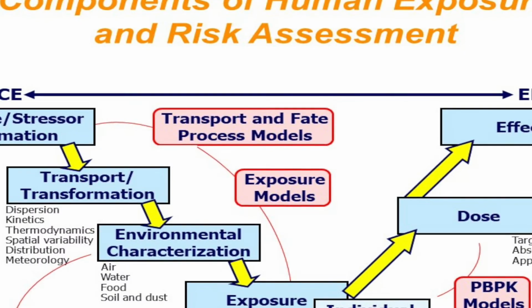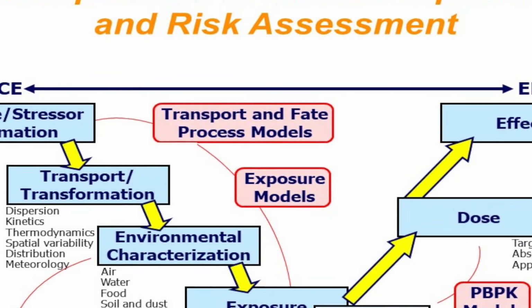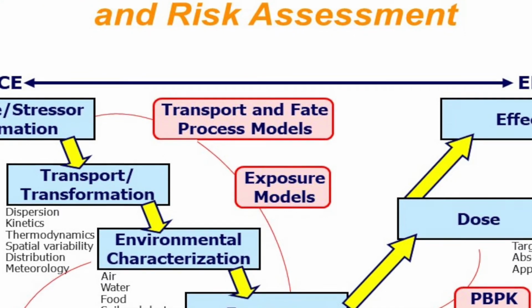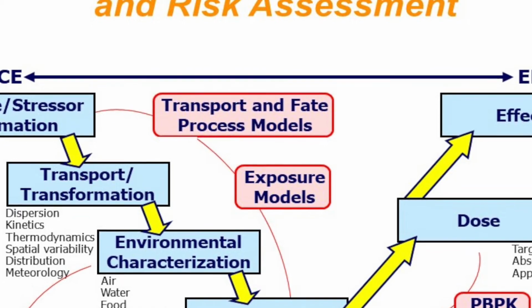On the next slide, that's slide 5, I'd like to go a little bit more in detail into components of human exposure and risk assessment. This is an expanded version of the figure 1 that we already saw in slide 3. This again starts with source formations, transport, and how the environmental concentrations are linked to human exposures through human activity patterns, and then to individual dose and effects.